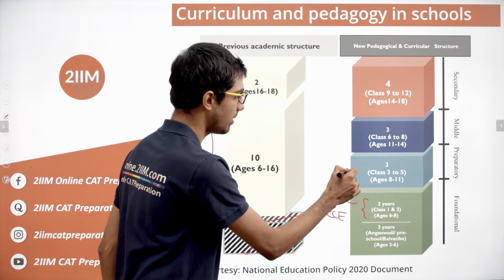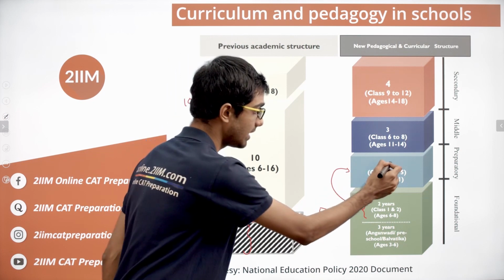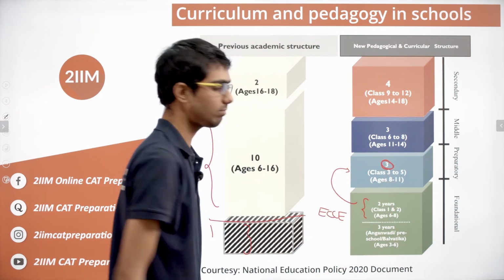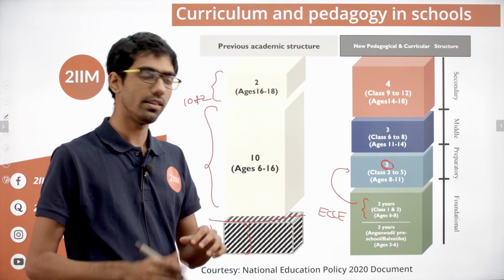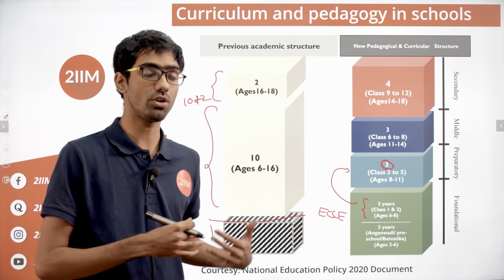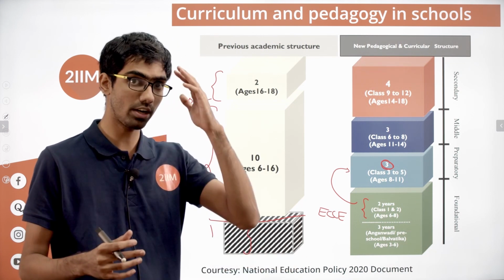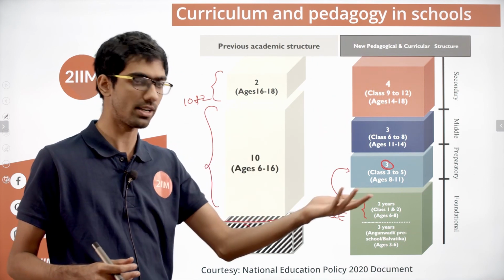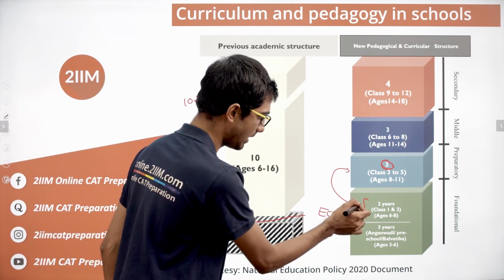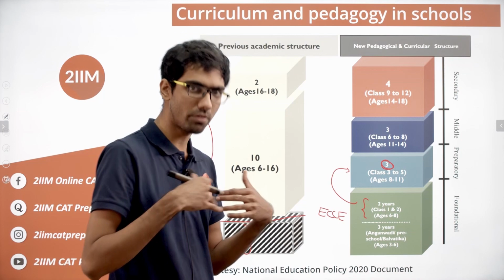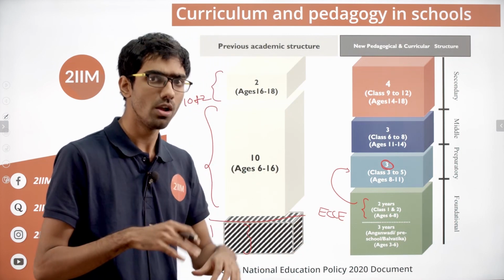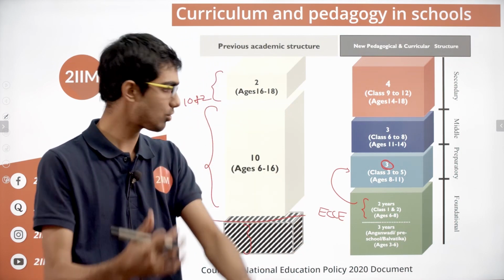Then they move on to this part. So remember, when they step into grade 3, they should have already attained foundational literacy and numeracy. That is what the aim of the policy was in the earlier part, right? So by the time they come from this level to this level, they should have foundational literacy and numeracy in place. How does that benefit the students?